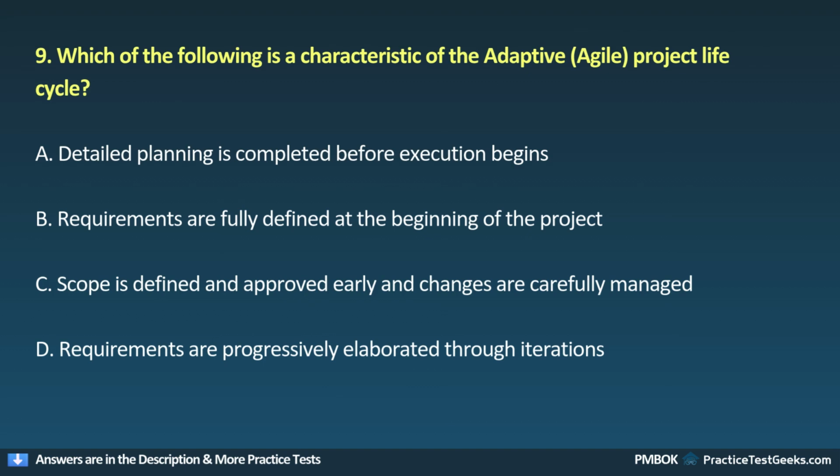9. Which of the following is a characteristic of the adaptive agile project lifecycle? A. Detailed planning is completed before execution begins. B. Requirements are fully defined at the beginning of the project. C. Scope is defined and approved early, and changes are carefully managed. D. Requirements are progressively elaborated through iterations.